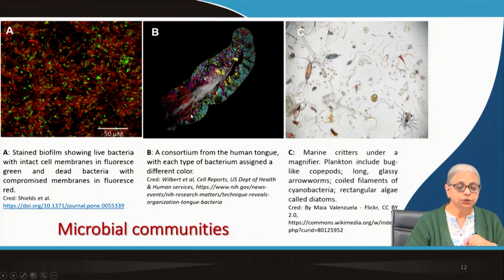So this is a consortium of bacteria, different species that are growing on the human tongue. They grow on the teeth, they grow on the tongue, they grow on the inner cheeks, and all of that. So here the different species have been falsely colored just to differentiate them, and you can see the diversity just on the human tongue.